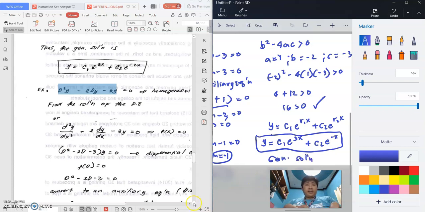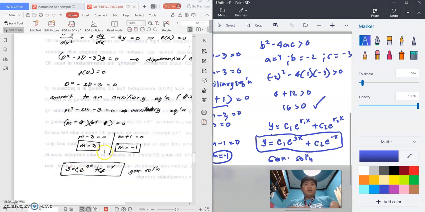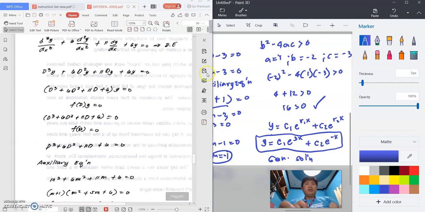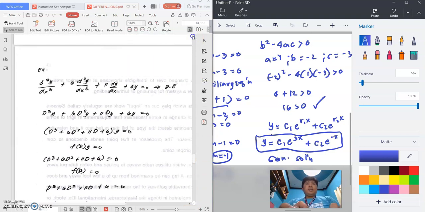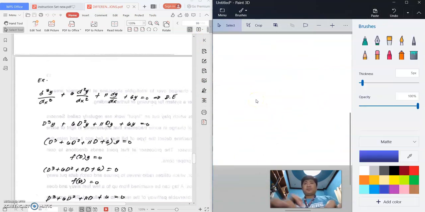Let's check if that is also true. Okay, so 3, negative 1, c sub 1, 3x. Okay, so then we could say that our answer is correct. So let's try, I think this is the last example. Okay, let's try another example. Okay, so let's try another example, a much longer example, at least we have tried this.